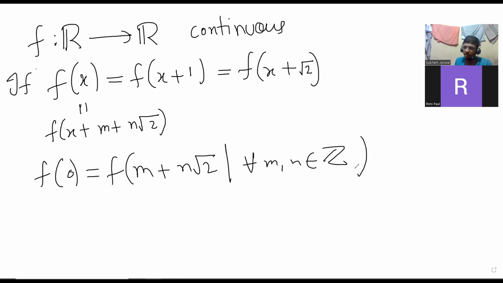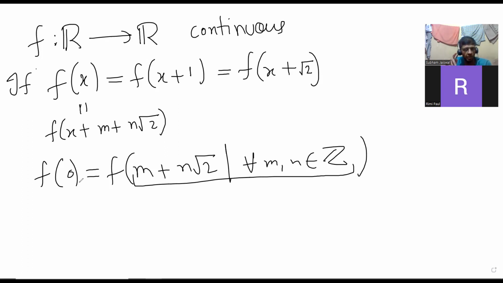This is true for any periods. If it was any 2 and 3 also, it will be true. Now we want to say that f is actually a constant function. f is defined on this set and it is constant on this set, and we want to say that it's a constant function on all of the real numbers. So how do you usually show it?